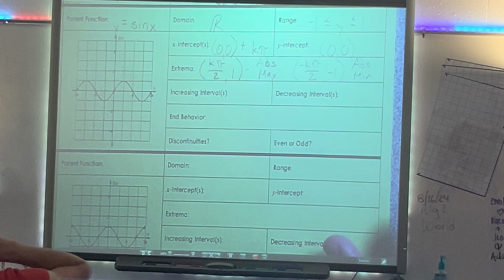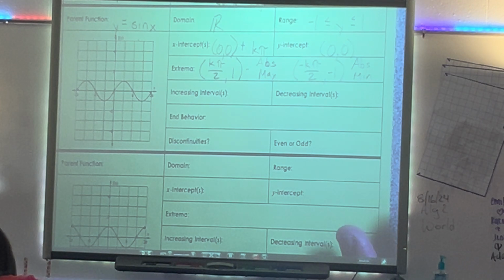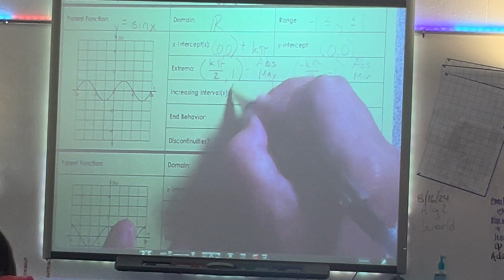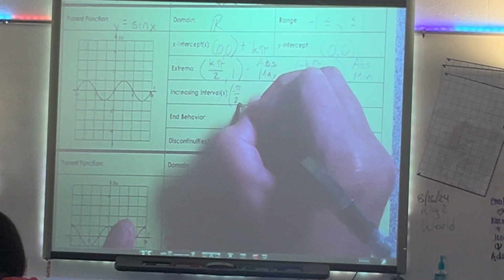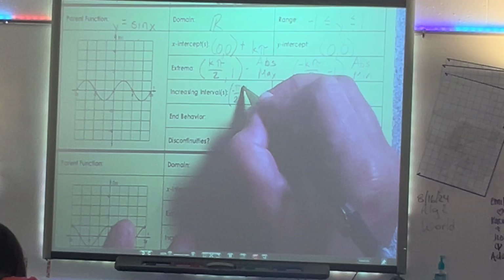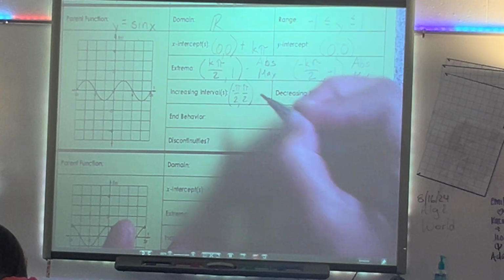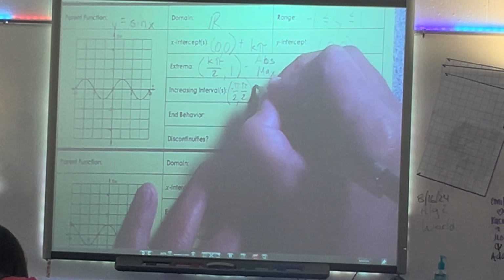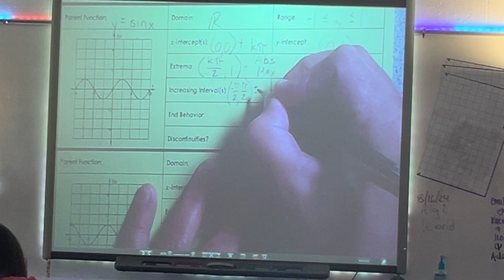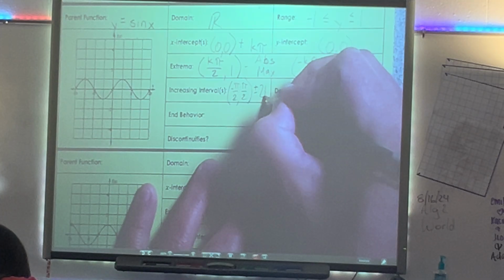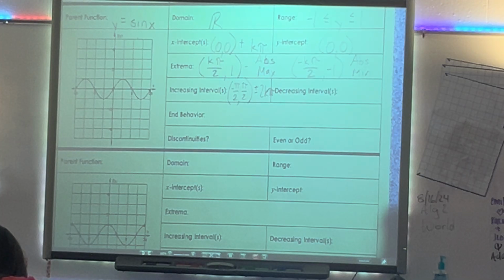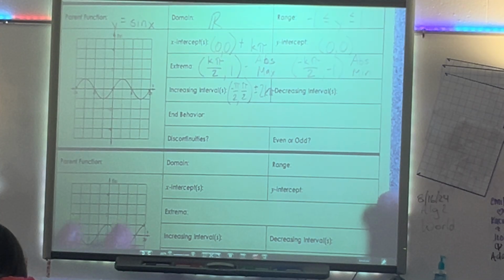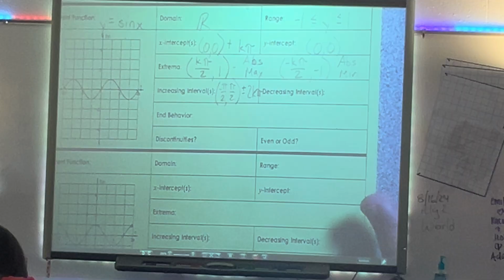Alright, so your increasing interval, these are also written kind of weird and they don't give you enough room. So it increases from -pi over 2 to pi over 2, and then plus 2k pi. And that has to do with a cycle. And again, I'll address that a little bit later. I just want you to get it down for now.